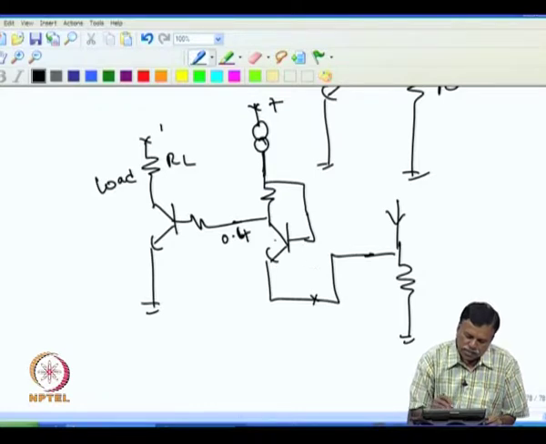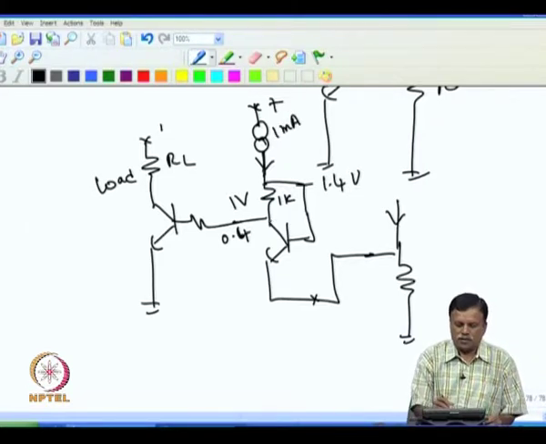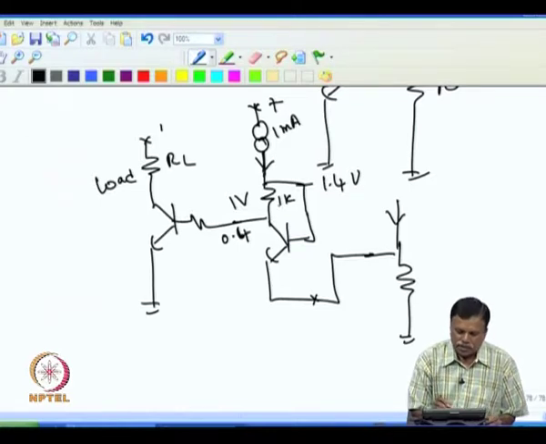For example, if this is 0.4, whatever current is flowing will also flow through this, and there will be 1 volt, assume this is 1k, then you need 1 volt drop across this, and this point goes to 1.4 volt, because the current is 1 milliampere. So, 1 milliampere flowing through this produces 1 volt. So, if this switches at 0.4, then automatically this goes to 1.4.